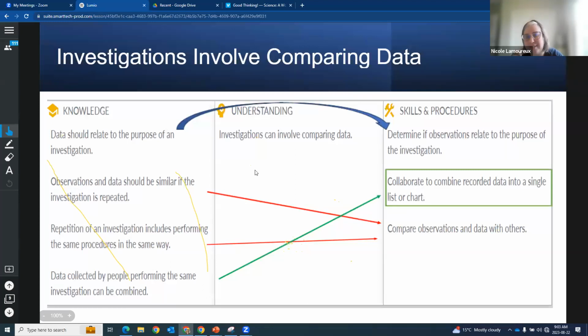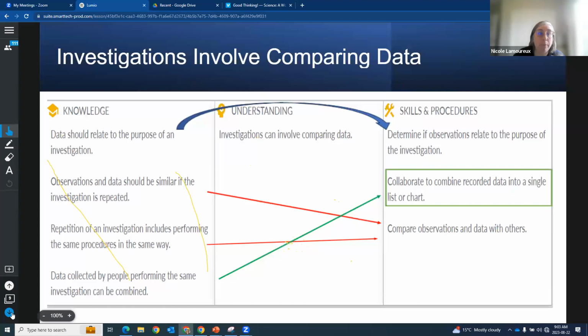And then if we look at the second skill and procedure, collaborate to combine recorded data into a single list or chart. They need to know that that's what we do, and then compare their observations. So observations should be similar if their investigation is repeated, and the repetition includes performing the procedures in the same way. You have different groups, or students working in partners, going through the process, and they should be getting the same results. And if not, that should be a question that's being asked.